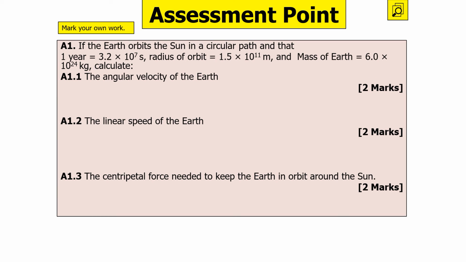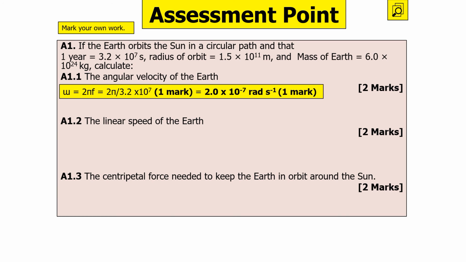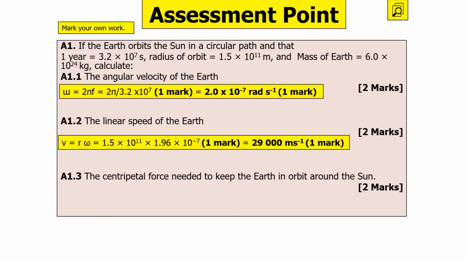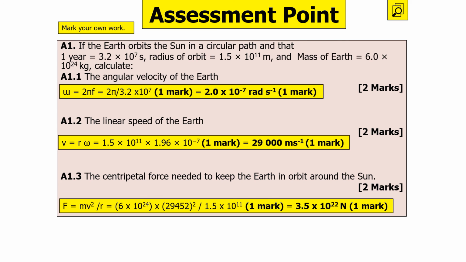Right, in this first question we know omega equals 2 pi f, so therefore it's 2 pi over 3.2 times 10 to the 7, because remember f is 1 over the time period, so we get 2.0 times 10 to the minus 7 radians per second. Linear speed is equal to omega r. We've just worked out omega, we multiply by r, and we get our answer to be 29,000 meters per second. Then for the next question, we're going to look at the centripetal force, so F equals mv squared over r, the resultant centripetal force equation. You pop in all the values and you get 3.5 times 10 to 22 newtons.